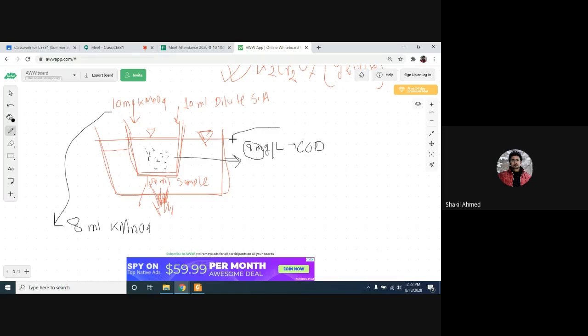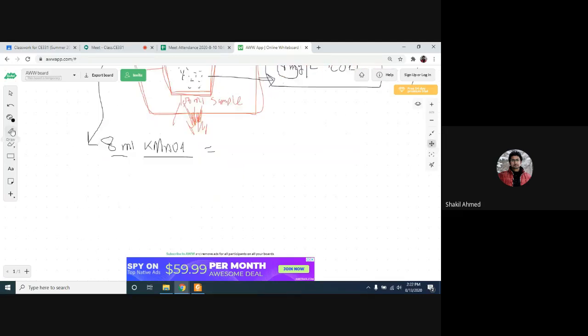By the way, you don't know this COD amount. You need to find this. So to oxidize this 8 milligram per liter COD, you needed 8 ml of potassium permanganate, out of the 10 ml you added. Fine. How much is remaining, guys? 10 minus 8 equals 2. Am I right or wrong?